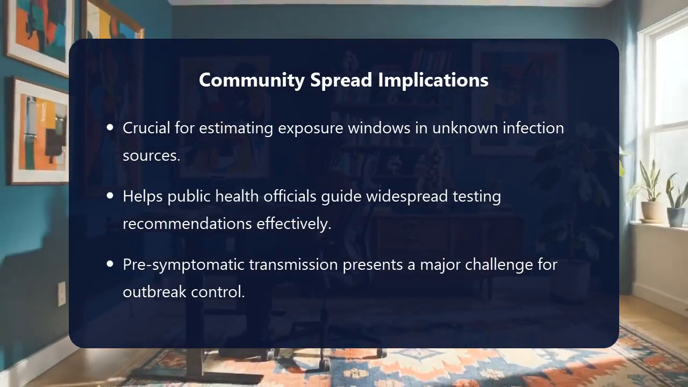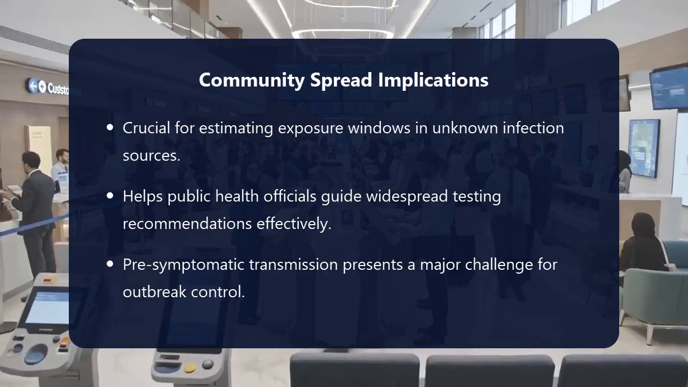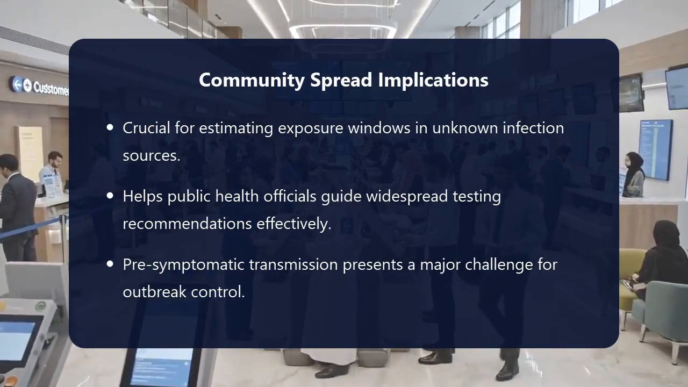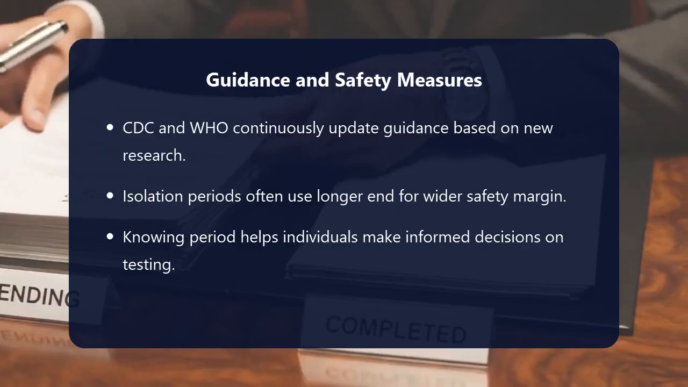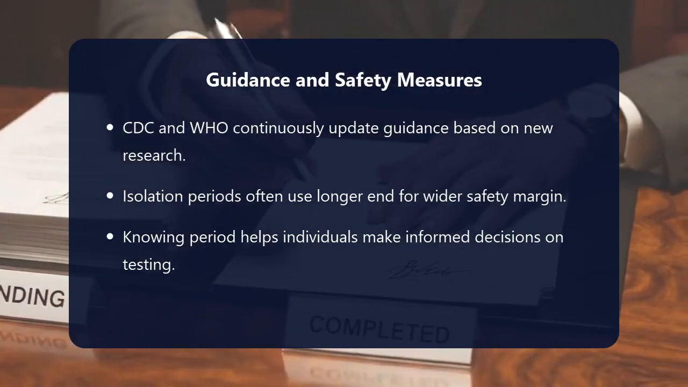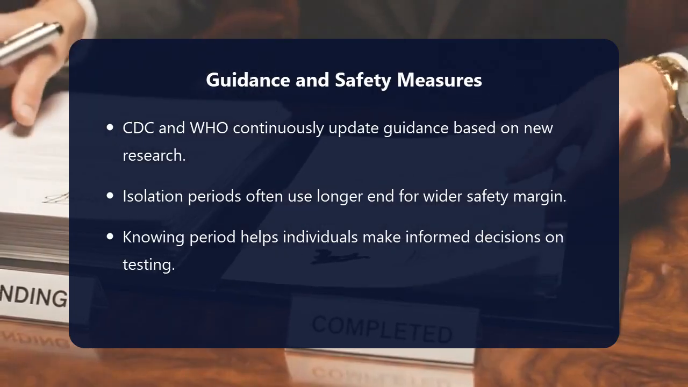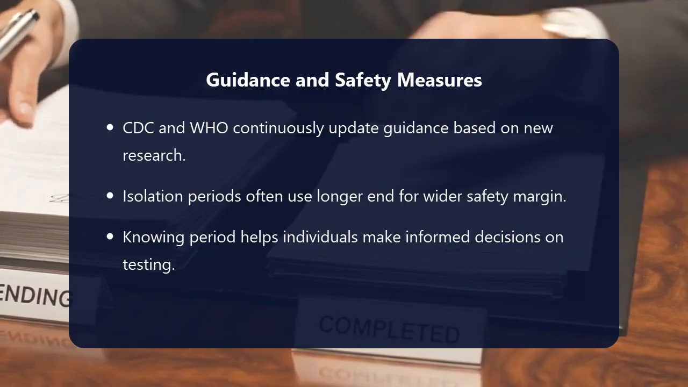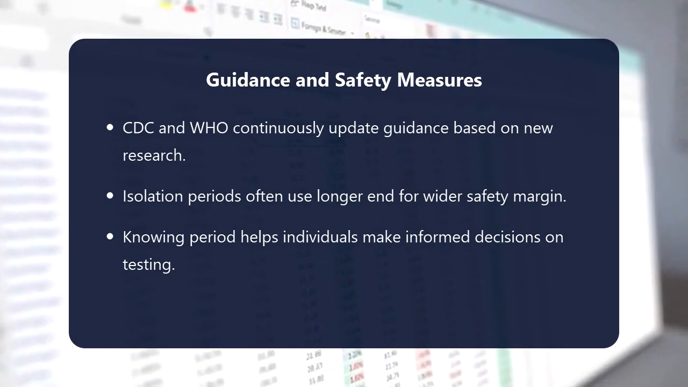For practical purposes, public health advice often uses the longer end of the incubation range. This ensures a wider safety margin. For example, a 10-day isolation period after symptom onset is common. A 5-day isolation period after a positive test is also frequently recommended. These periods account for the typical incubation and infectious windows.